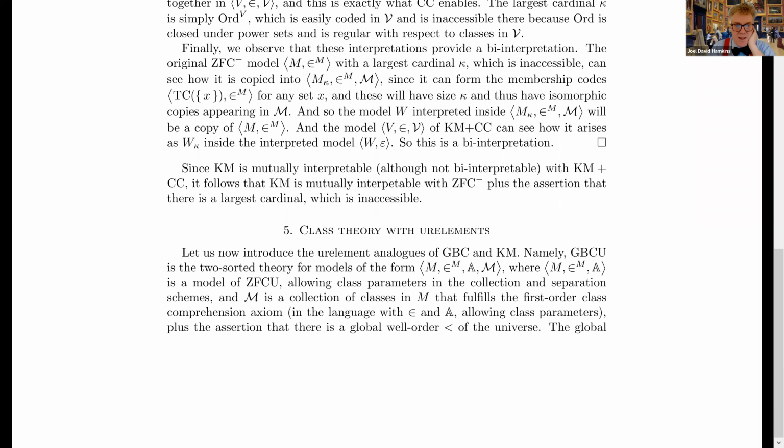So now let's do the same thing, but with urelements. We want to have GBCU and KMU. Now we're going to have the first order part, the membership relation, the urelement predicate, and the collection of classes. We'll have a model of ZFCU here, and then the classes: for GBCU we allow first order comprehension, and for KMU we have second order comprehension.